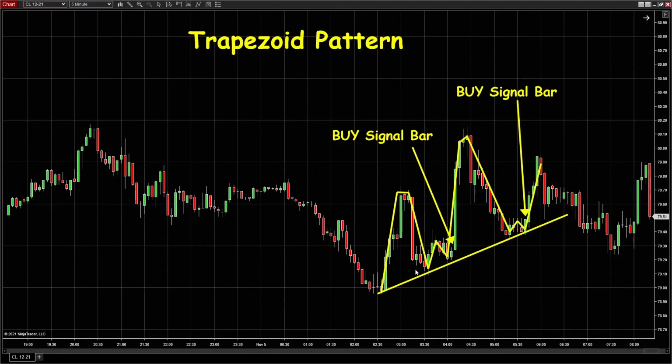You can see that after the first trapezoid forms, there's a pullback, and then it touches the trend line for the third time, and then it goes up. For the second trapezoid, it's the same thing. It goes down, hits the trend line again, goes up, and then goes back again another time to touch the trend line. So there are two good signal bars, so there are two good trading opportunities.